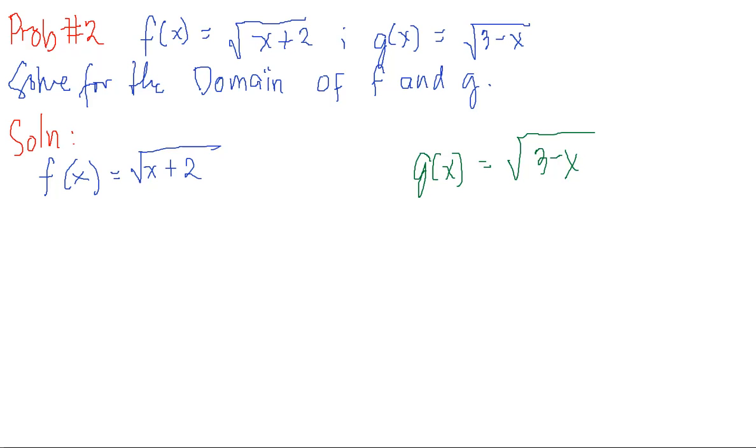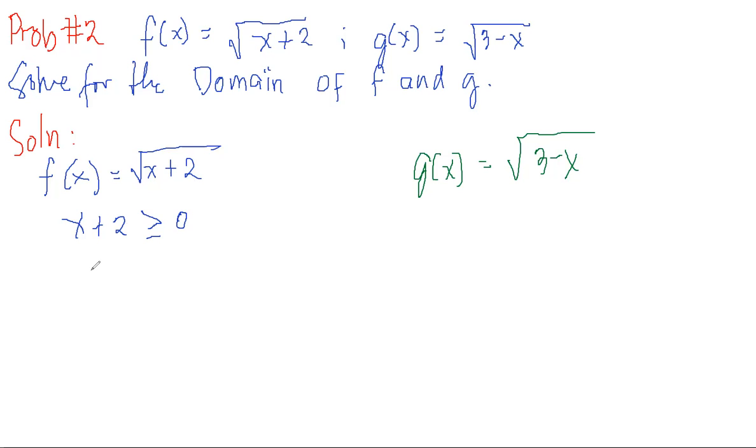So here we're going to consider the radicand, x plus 2, and this must be greater than or equal to 0. If it's equal to 0, then the square root of 0 is 0. And if it's greater than 0, that's a positive number, so the square root of a positive number exists. However, if the result of x plus 2 is negative, then the function value becomes imaginary, and we don't want imaginary numbers for the function value.